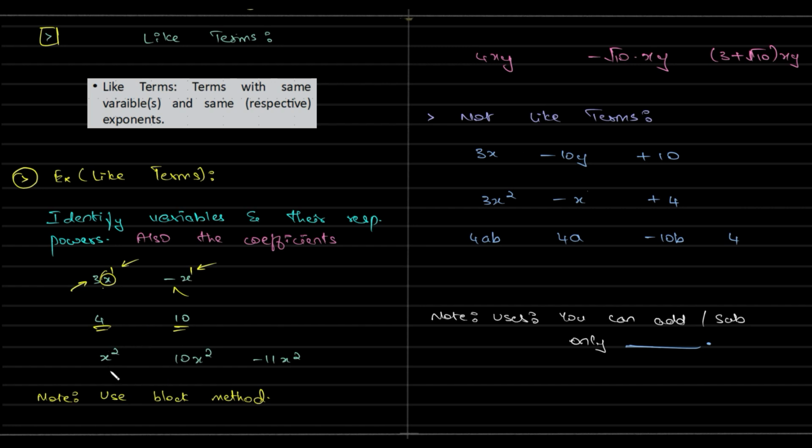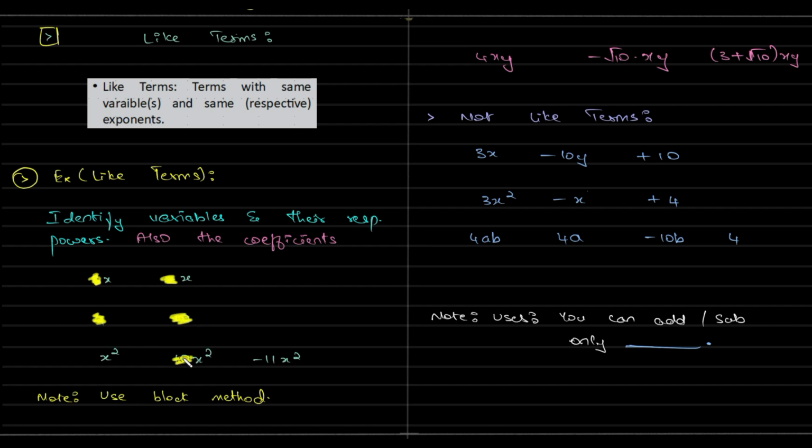So the next one, the variable is clearly x, and the power is 2, 2 and 2, and the coefficients are 1, 10 and negative 11. Okay, 1, 10 and negative 11 are your coefficients. I made a note: use the block method. What does that mean? If I want to look for what is the constant and what is the coefficient and what are like terms, all I have to do is just block the numbers, right? Block the numbers.